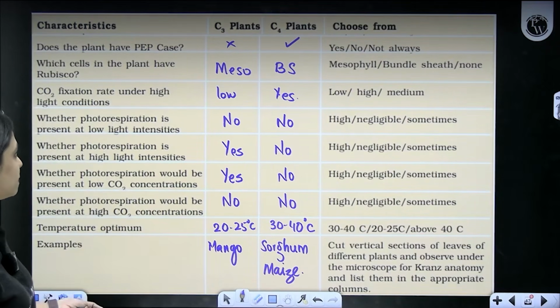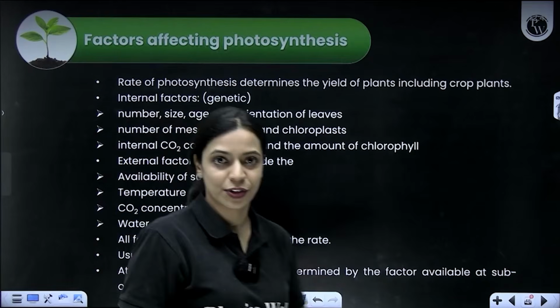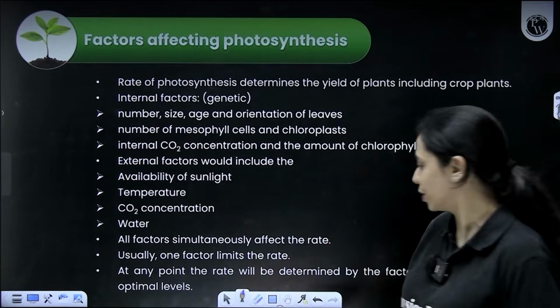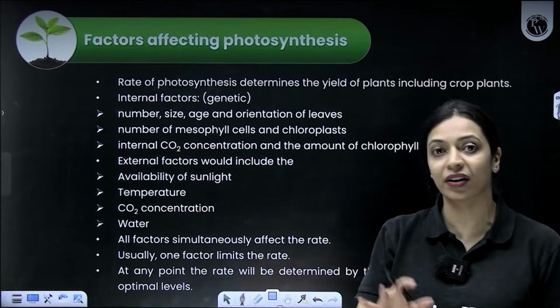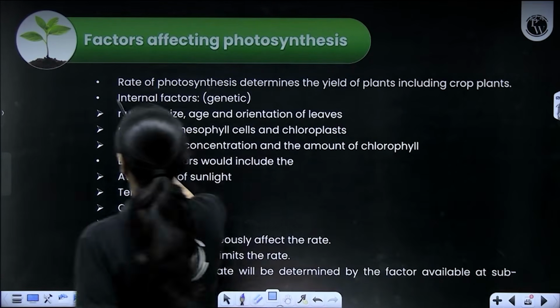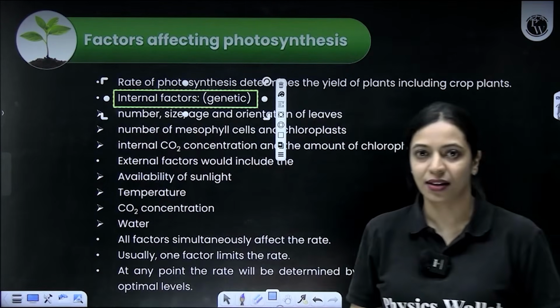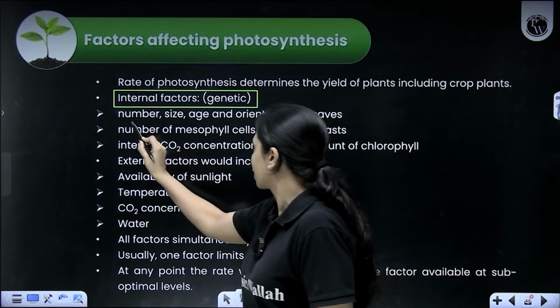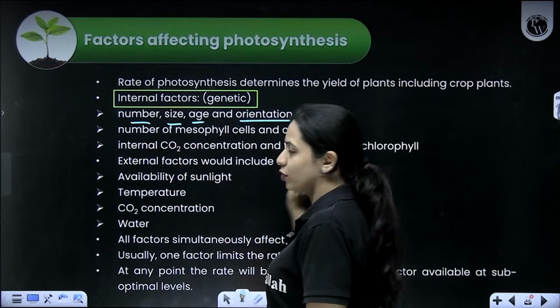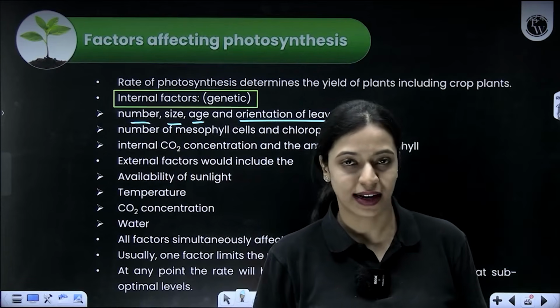Okay. Now, factors affecting photosynthesis. We've come to the last part of this chapter. There are various internal factors as well as external factors that affect the rate of photosynthesis. The internal factors are controlled by the genes. For example, the number, size, age and orientation of leaves. This depends on the genes that a plant has.